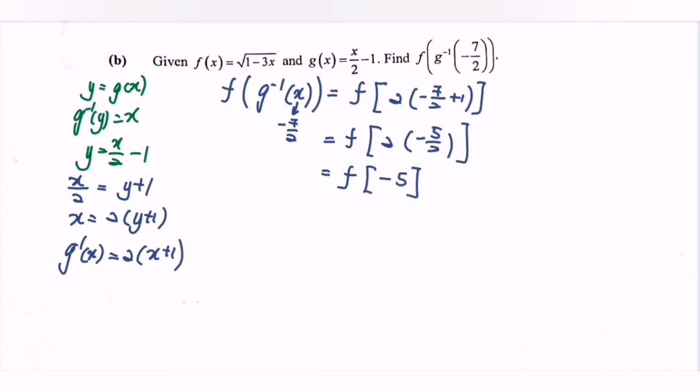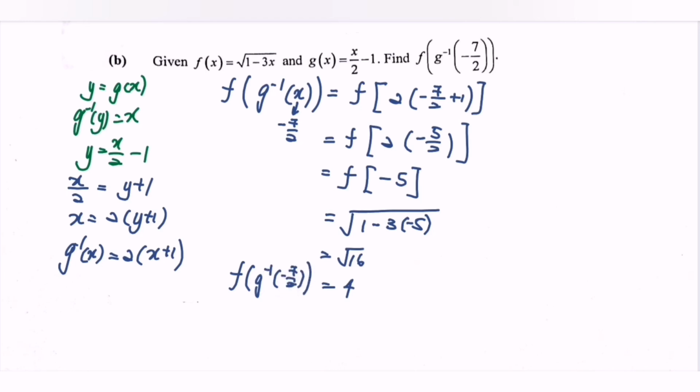And then finally, substitute the negative 5 into the function f(x), where we will have square root of 1 minus 3 multiplied with negative 5. So finally, we will have 1 plus 15, where we have square root of 16, and finally we will have 4. For the situation, f of g inverse for the value negative 7 over 2 is equal to 4.